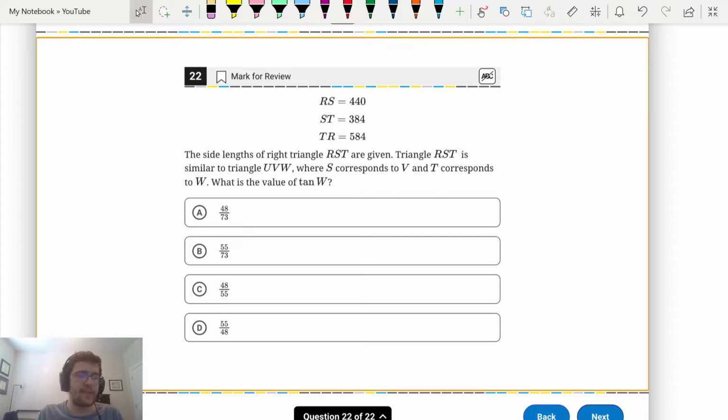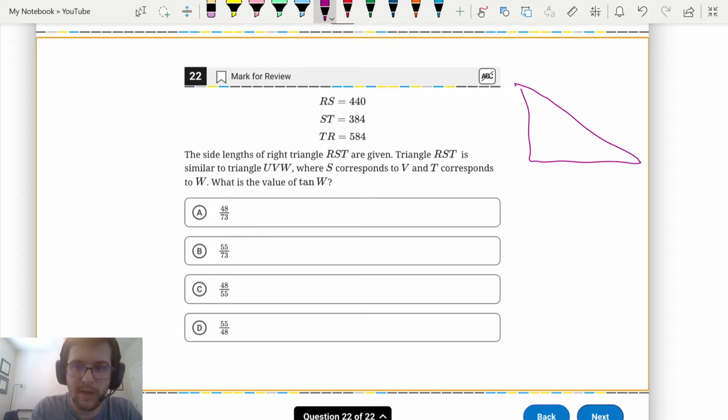All right, this to me might be the hardest one in this section, in this module. So very first thing, I'm going to draw a right triangle. It doesn't tell you where the right angle goes. So what I would do is label the hypotenuse where the hypotenuse goes. In this case, the hypotenuse is the longest side. So that's 584.